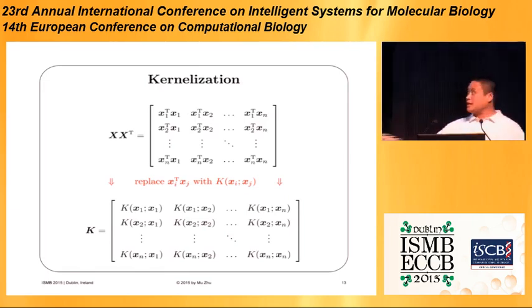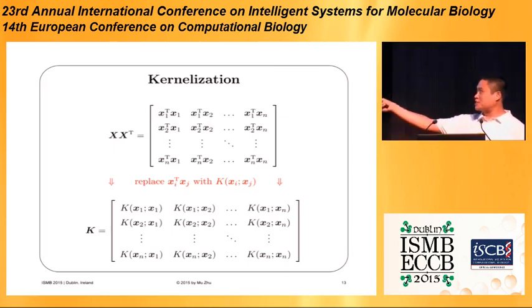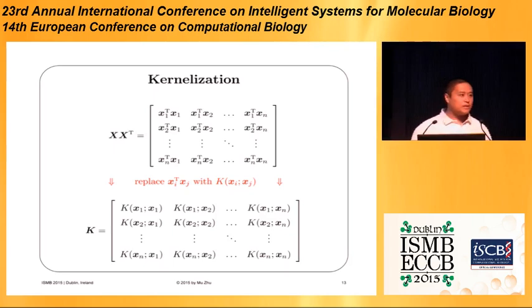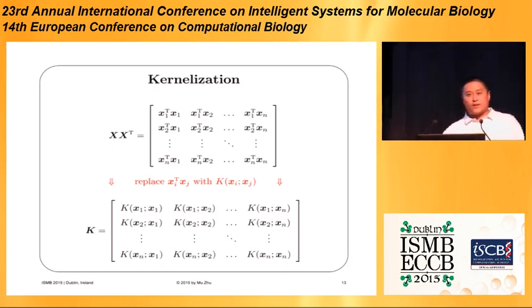The argument is that these entries are still inner products, but they're inner products in a different space. It's the so-called induced feature space of the kernel. So it's a different way of measuring similarity. Now, the reason why this is very important for our particular application is because we are measuring angles. So these angles, let's say one angle is negative 180 degrees.